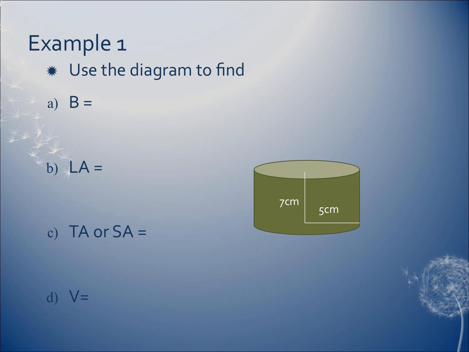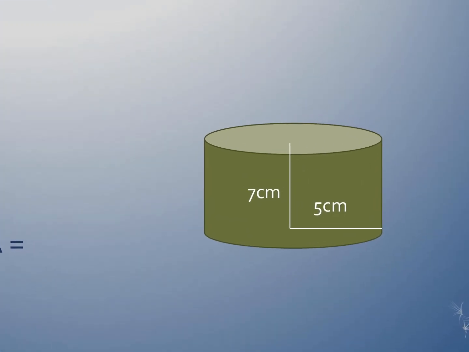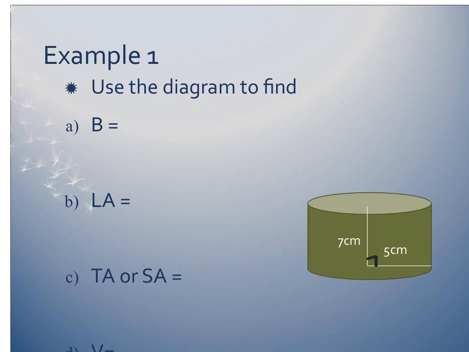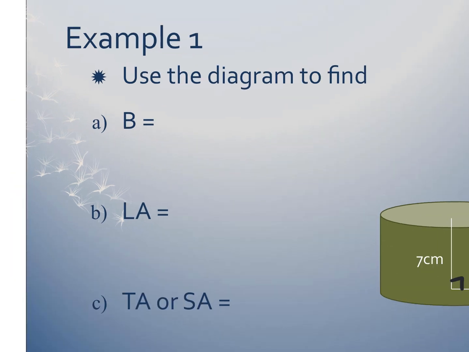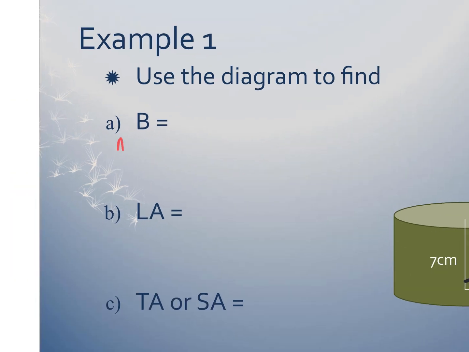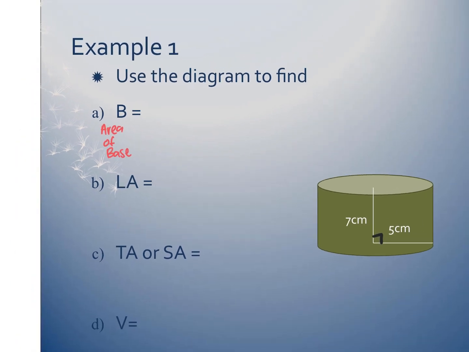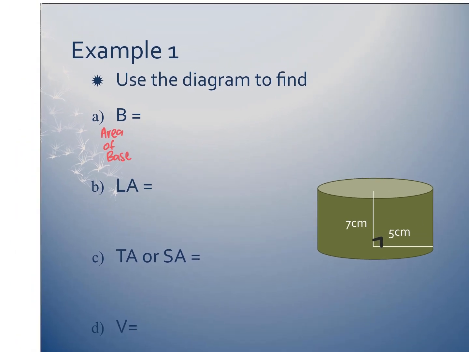Let's do an example. So right now, we have a right cylinder, okay? And they probably should have given you a 90-degree angle there so that you know that the 7 is your height. And we're asked to find the area of the base, capital B. This capital B represents the area of the base. What shape is the base for a cylinder? What shape is our base? Circle. Very good. So our base is a circle.